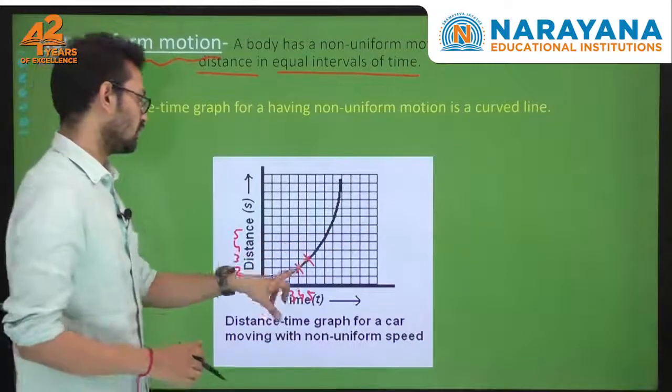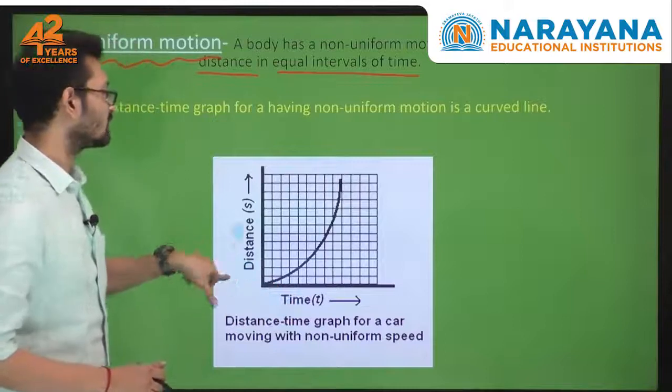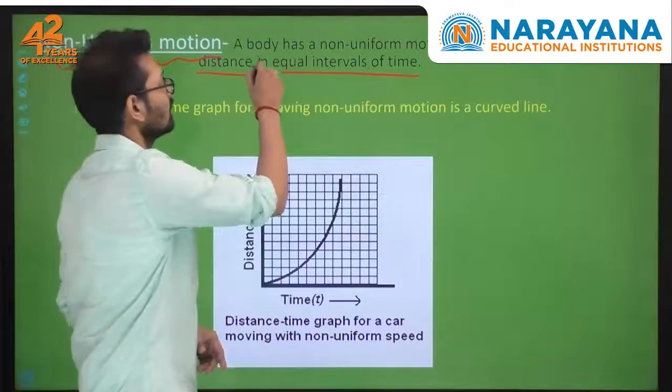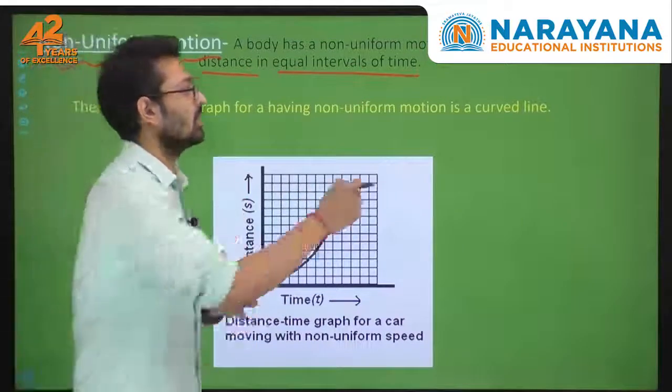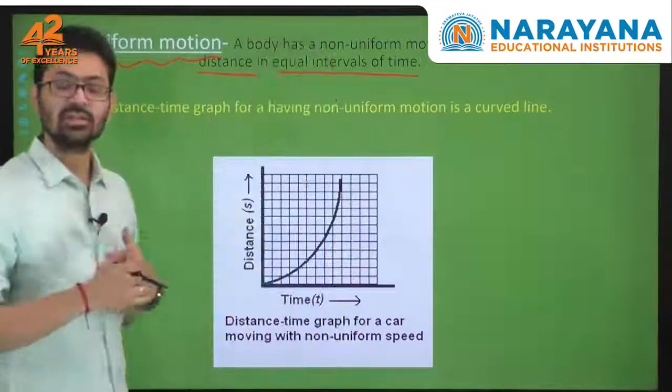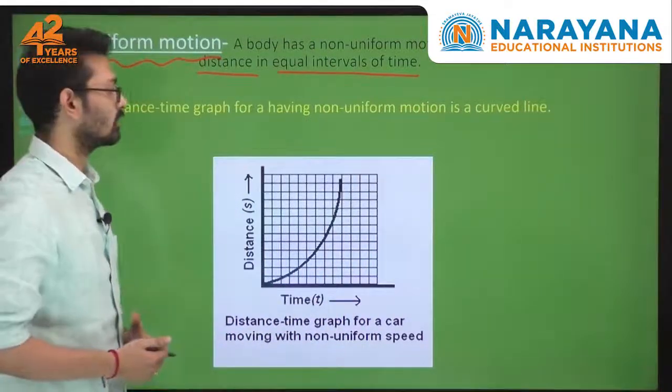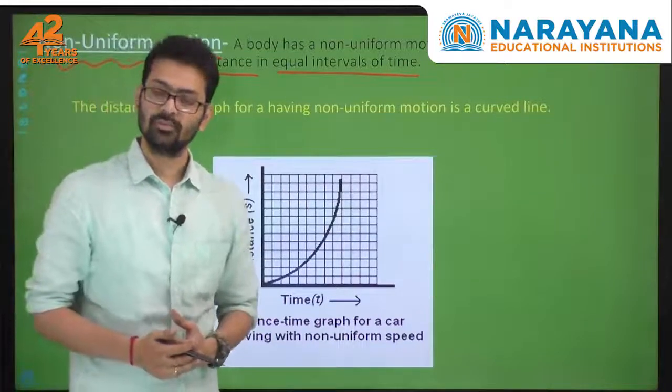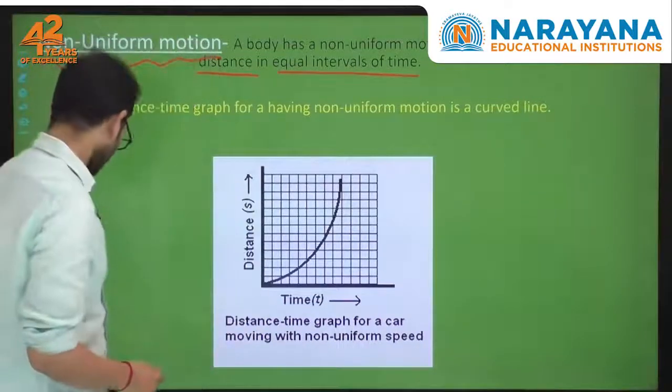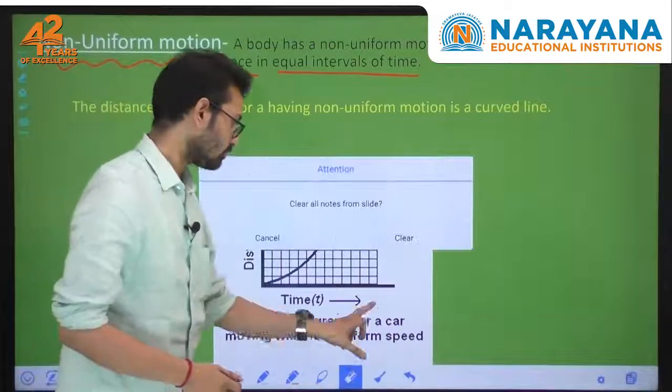So this is what I am going to say: if a body covers unequal distances in equal intervals of time, then that body is said to be in non-uniform motion. Hope this is clear and helpful for you.